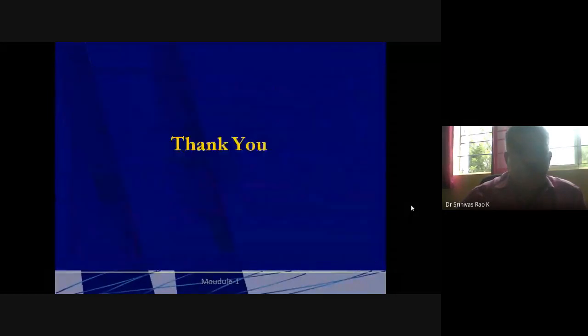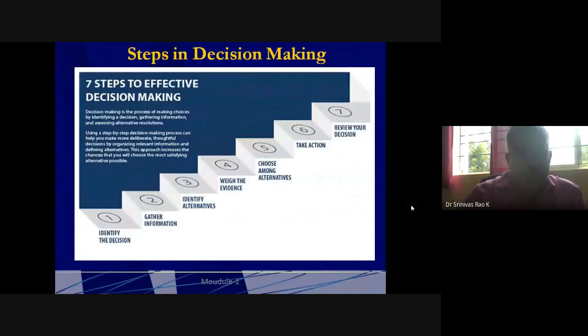So these are the steps involved in the last slide, steps involved in decision making. This is the last step. I will finish this. You have to explain in your own words the steps in decision making. This is also an important question. There are seven steps. One is identify the decision. You first have to know what decision you have to take. Identify the decision, then gather information.